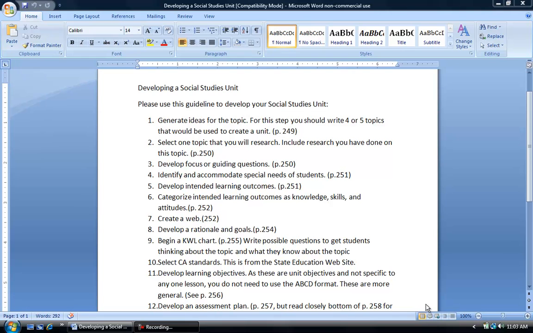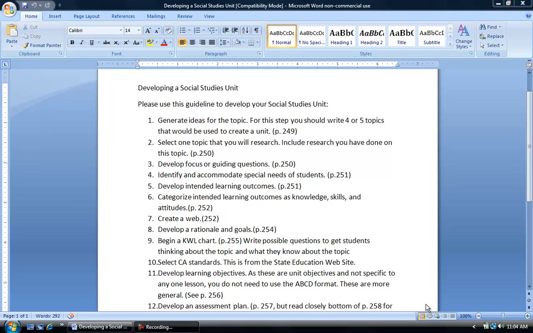Following the web, you're to develop a rationale and goals. That's on page 254. And what you need to be thinking about are reasons why you are teaching the unit and how the unit rationale is communicated to the students. You're going to be thinking about how the unit is relevant, how does it affect the future of your students as well as their current individual needs and interests.